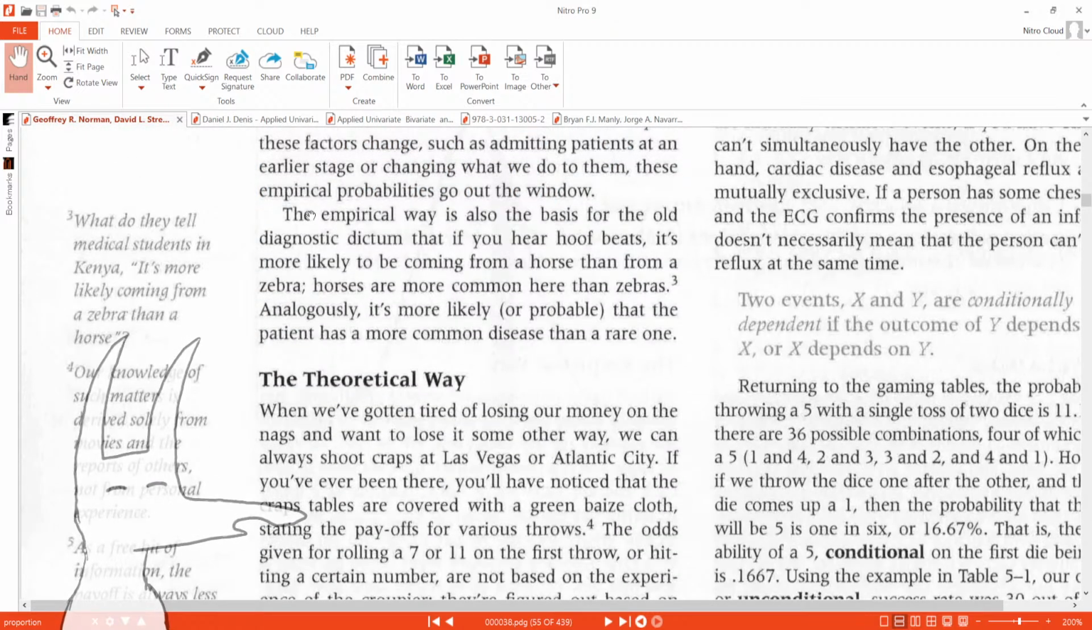Makes sense. The empirical way is also the basis for the old diagnostic dictum that if you hear hoofbeats, it's more likely to be coming from a horse than from a zebra. Horses are more common here than zebras. What do they tell medical students in Kenya? It's more likely coming from us. Oh my god, okay. Analogously, it's more likely or probable that the patient has a more common disease than a rare one.